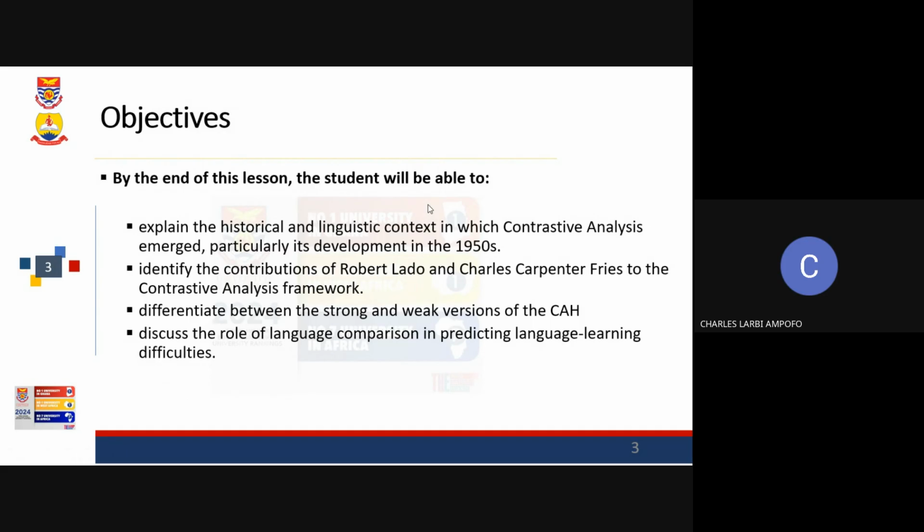So we look at the contributors of contrastive analysis, and these contributors are two. We have Robert Lado, we have C.C. Fries or Charles Carpenter Fries. All right. Then we have to differentiate. We spoke about hypothesis. So contrastive analysis has 2 hypotheses: the strong hypothesis and the weak hypothesis. All right. So we look at the difference between the two. Then we also discuss the role of language comparison in predicting language learning difficulties.